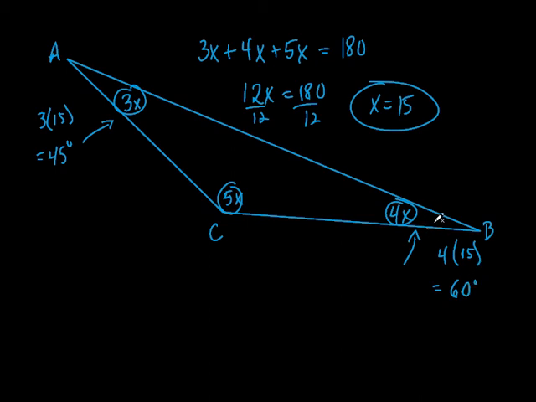Now, if you wanted to, you could add this 60 and this 45 and find what this is, right? Or, probably the best way, just take 5 times 15. 5 times 15 is 75, and that's 75 degrees. All right? I'm going to give you a worksheet today, and you're going to have to do stuff like that.